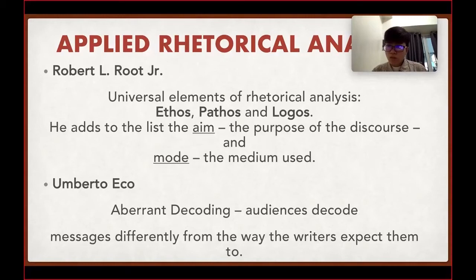And Umberto Eco, aberrant decoding, siya yung sinasabi niya na ito yung pwedeng maging problem sa rhetoric, na pwedeng mag-iba yung meaning na halimbawa, ang sinulat ng writer is to invoke something else, pero ang nakuha ng audience is different from what the writer intended. Yes, that's what Umberto Eco thought about yung sa aberrant decoding.